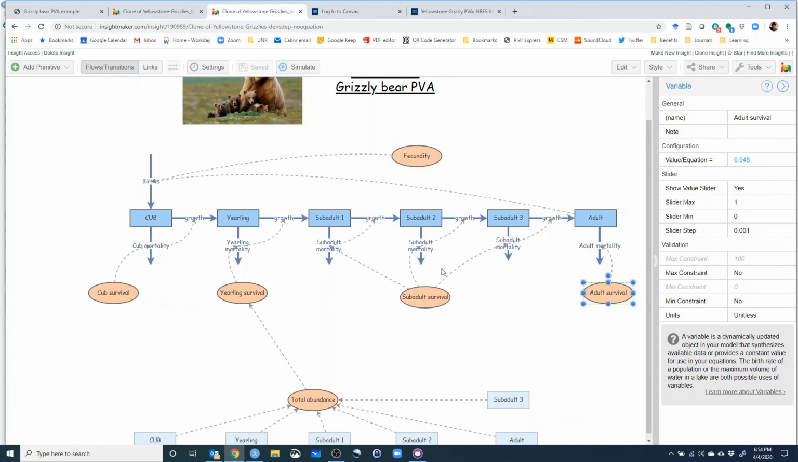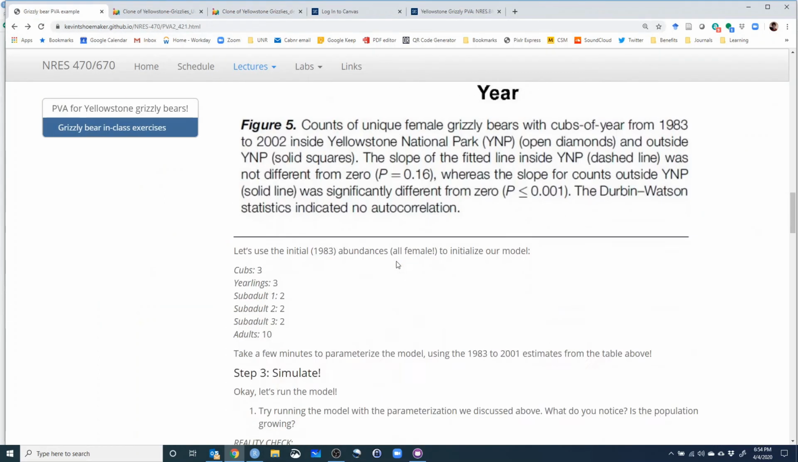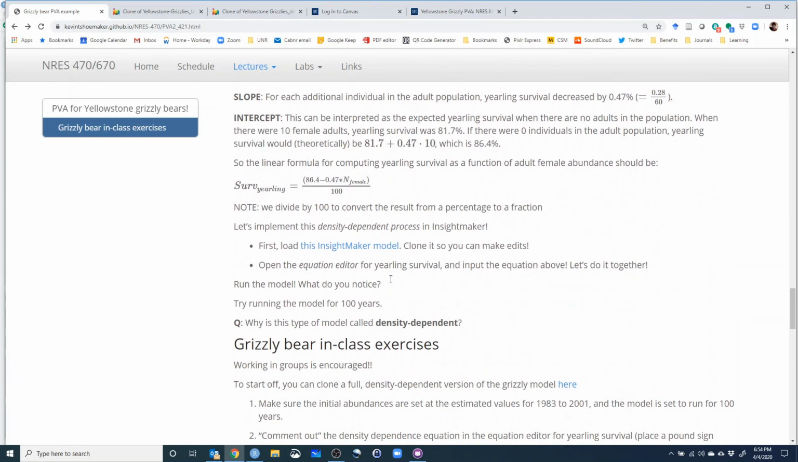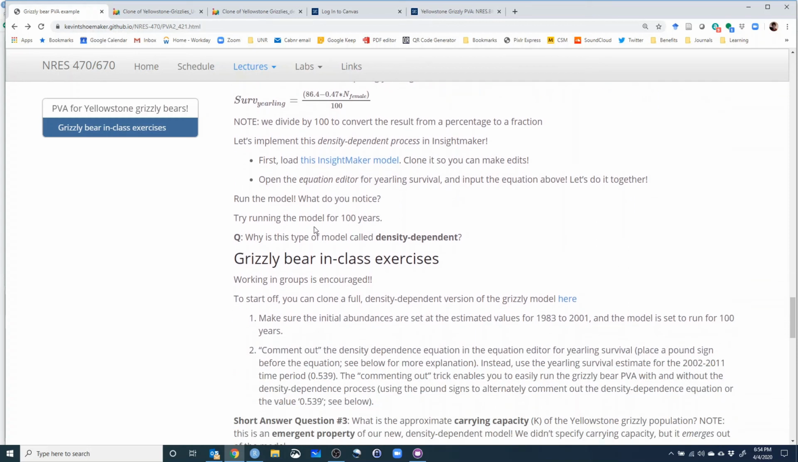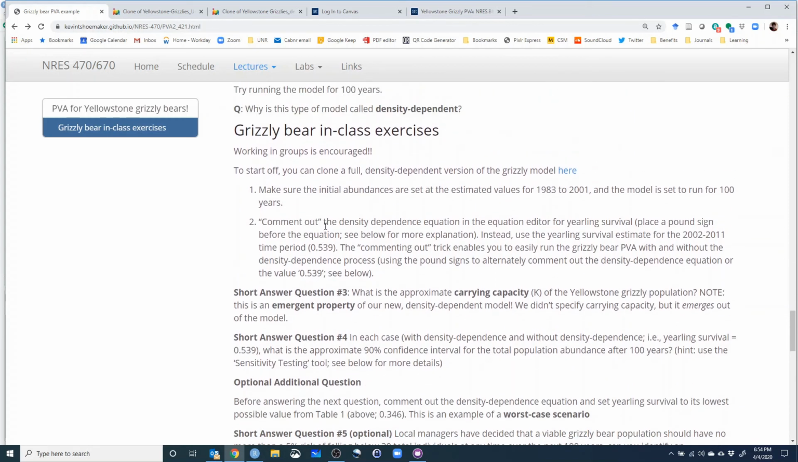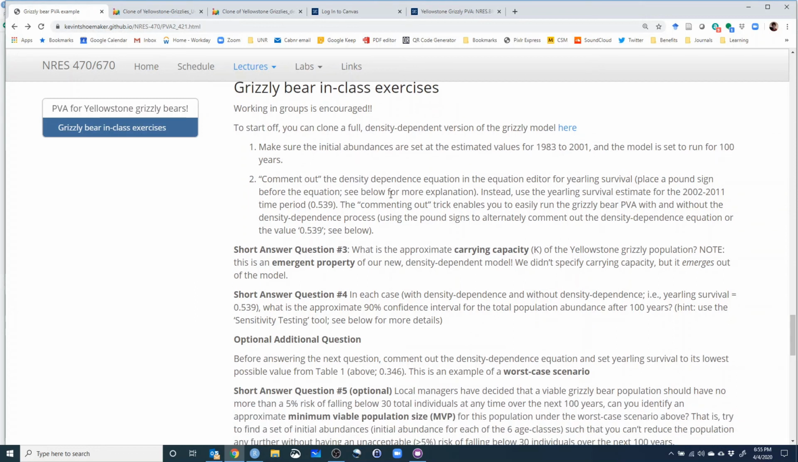All right, so now we have this model. Let's go back to the lecture. Where were we? So we've defined this formula for yearling survival. And now it is your turn to work and answer the last two questions on your own. So again, you can clone the model here.